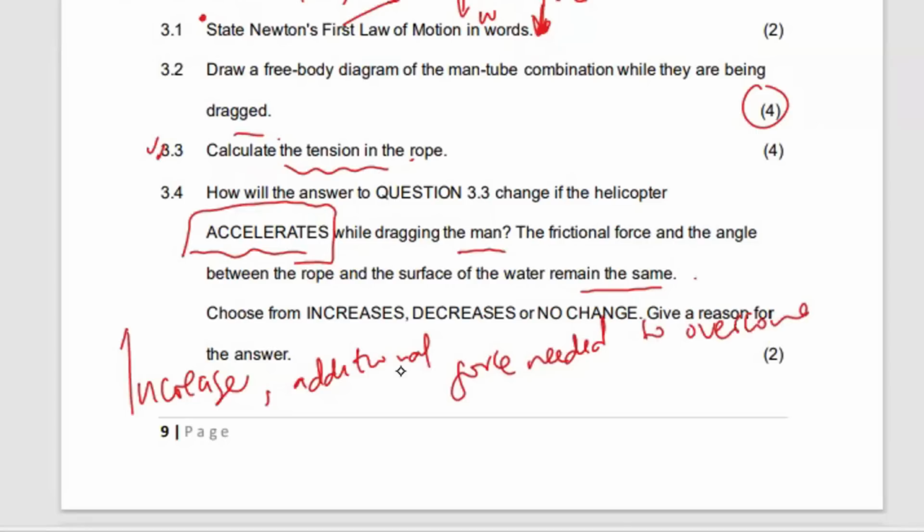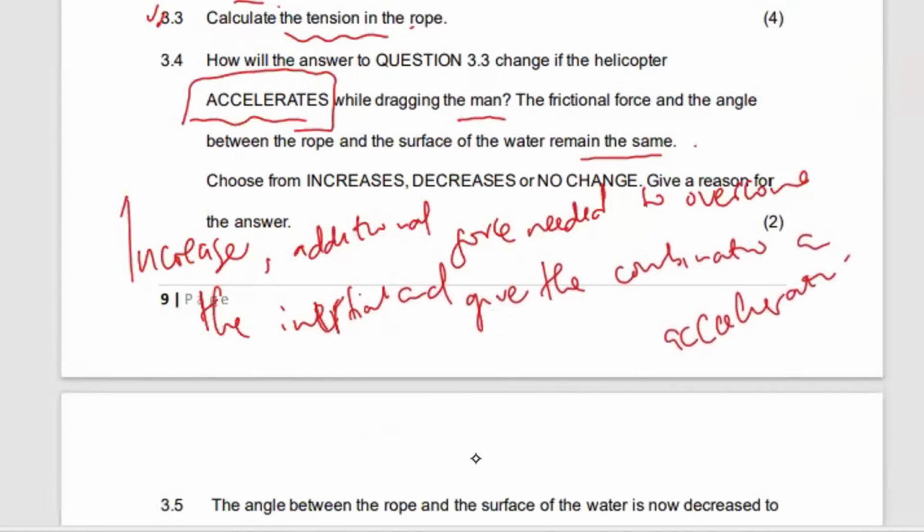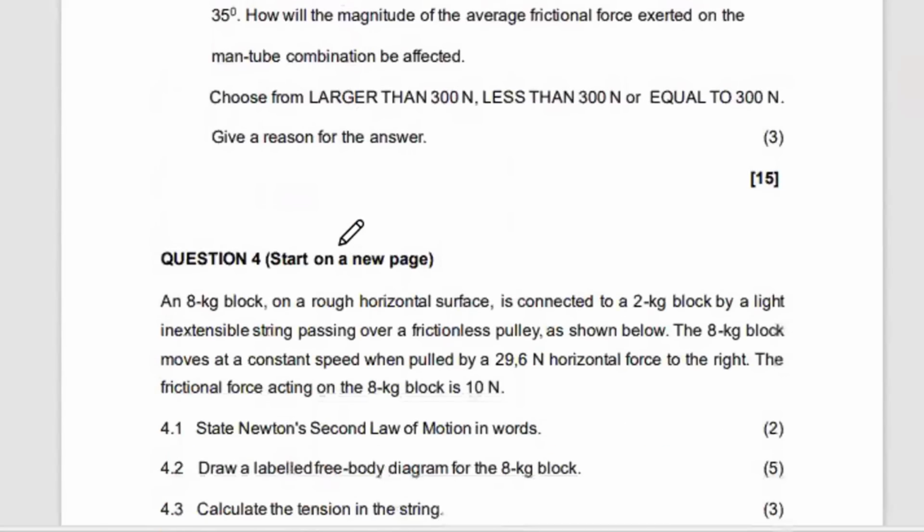So there's an additional force that is needed to overcome the inertia this is having, because initially it was moving at a constant speed. For us to change it from being a constant speed into some bit of acceleration, we need to overcome the inertia. That's the spelling of inertia. Okay, to overcome the inertia and give the combination some bit of acceleration. So just some sort of explanation of that nature. It will increase because you need an additional force to overcome the inertia within the man-tube combination, giving it some bit of acceleration.